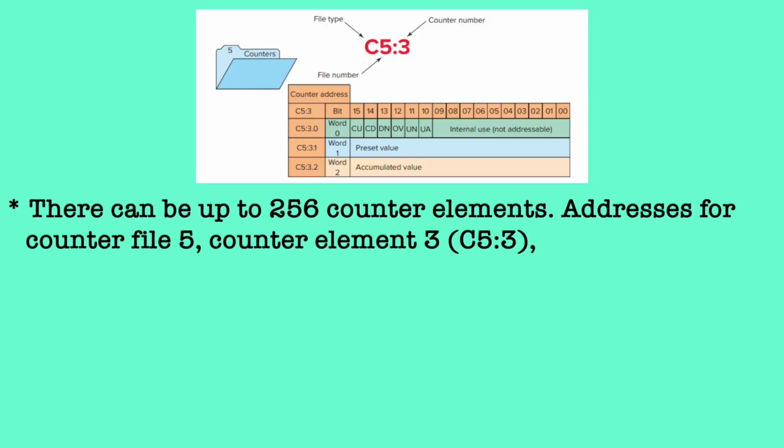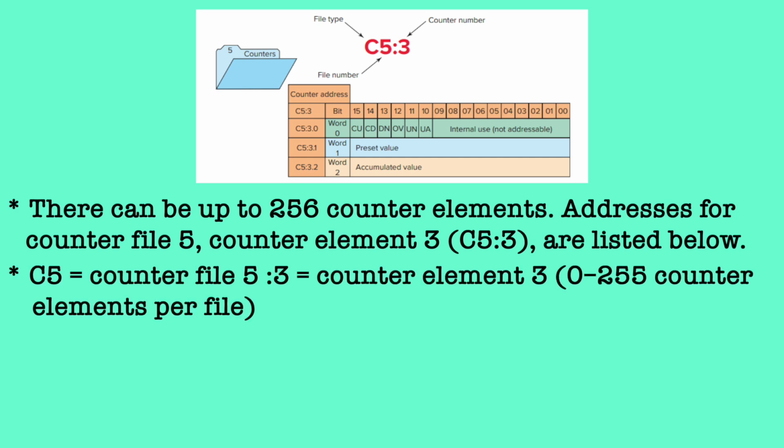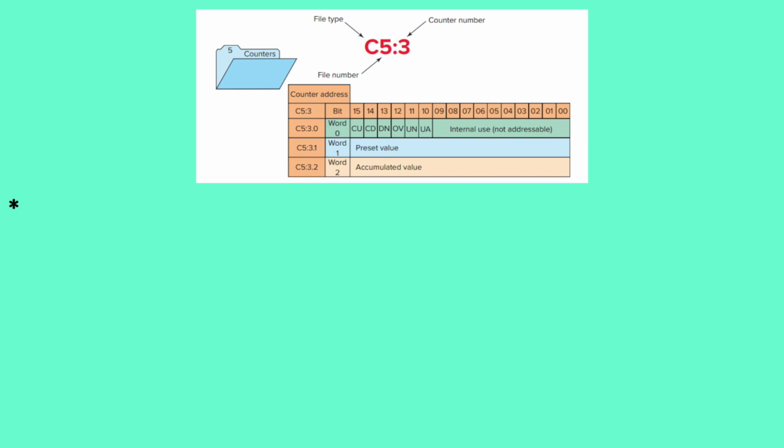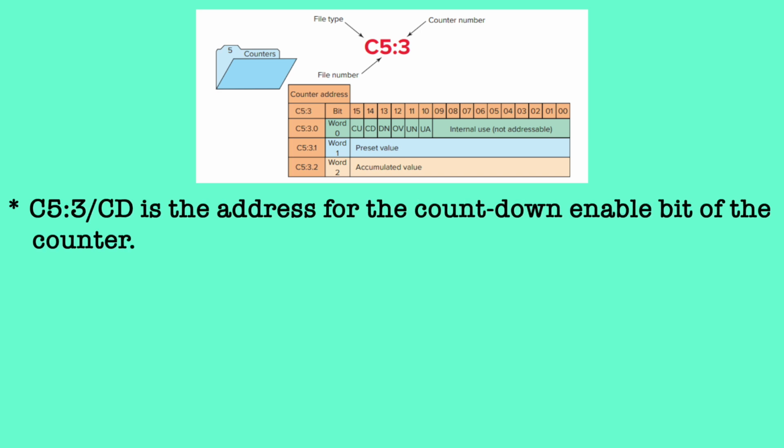There can be up to 256 counter elements, as I already mentioned. Address for counter file 5 and counter element 3: if I write C5:3, as the figure also shows, in a similar way, C5:3/DN is the address for the done bit of the counter. C5:3/CU is the address of the count up enable bit of the counter. C5:3/CD is the address for the count down enable bit of the counter.